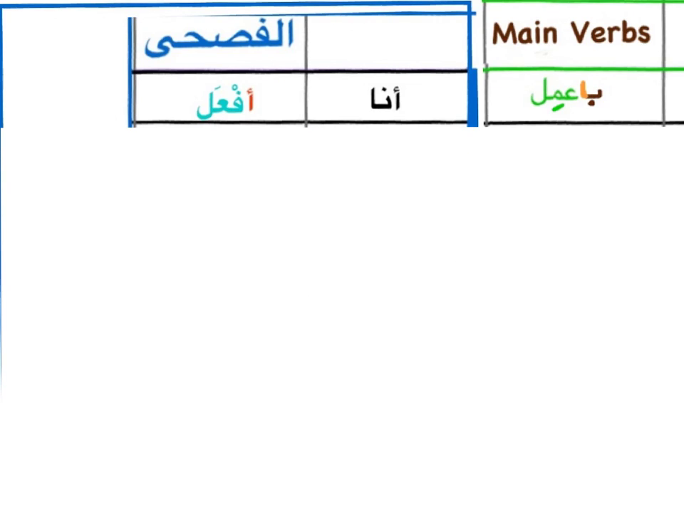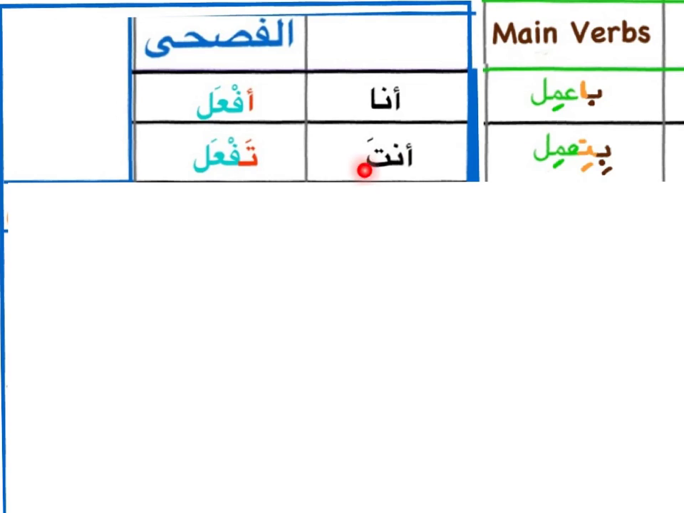Now let's look at the difference in conjugating between the verbs in فصحى and the verbs in عامية, and specifically main verbs in مصري. So as you can see, أنا, I, the subject pronoun I, أنا أفعل, ألف, and أنا بعمل, it's the same, but without the B that indicates the main verbs. So أنا بعمل and أنا أفعل, ألف, instead of أنا.